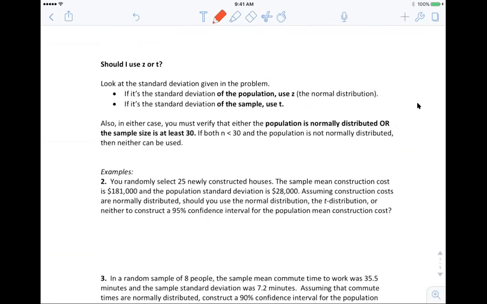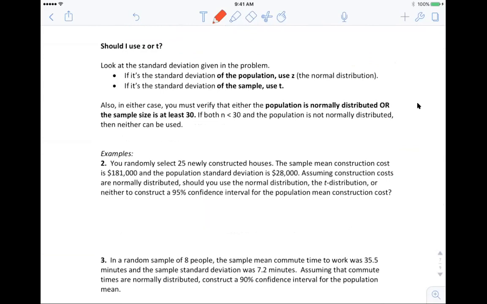Now, you've had two distributions, Z and T. Just to be clear, which one do we use? Really, it just depends on the standard deviation. Don't look at anything else. So when you're reading the problem, if the standard deviation is a population, sigma, use Z. If it's the standard deviation of a sample, use T. And that is it, okay?